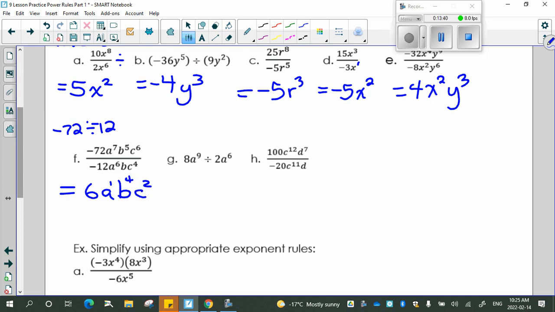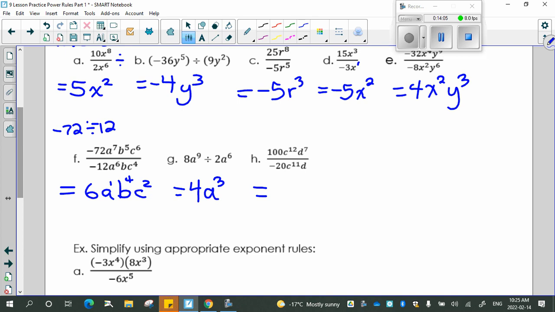Okay, how about G? Paul? On the calculator, I did 8 divided by 6, I got 4. And then a to the power of 9 minus a to the power of 6, I got a to the power of 3. Awesome.